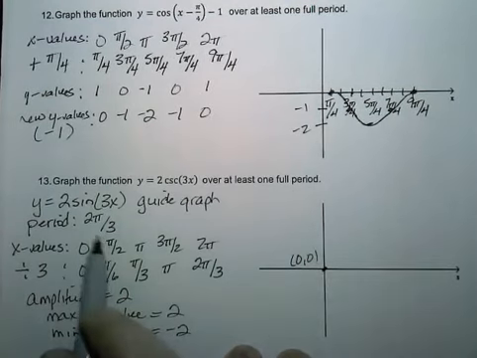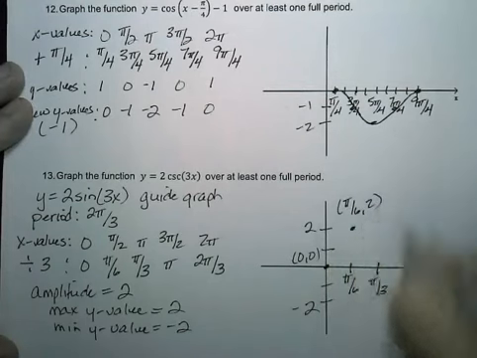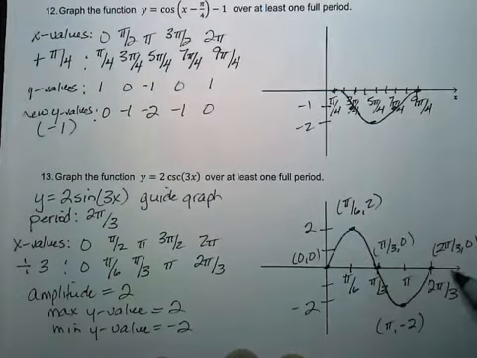and we go through a full period in 2 pi over 3. I'm going to start here, and sine starts at the origin and goes up. So it's going to start here, it's going to go up to a maximum point, which is at 2. This is the point pi over 6, 2. Then it's going to come back to the x-axis, makes this point pi over 3, 0. Then it goes down to the minimum. That's going to be the point pi over 2, -2, and then back to the x-axis. There are my 5 key points.